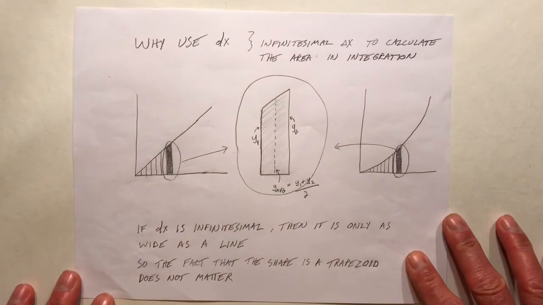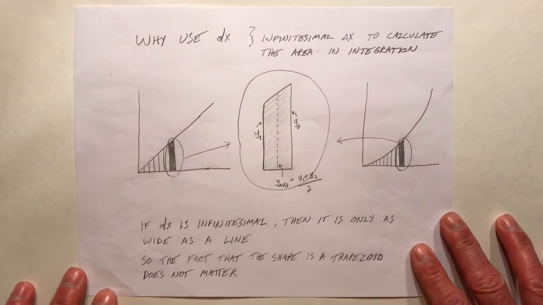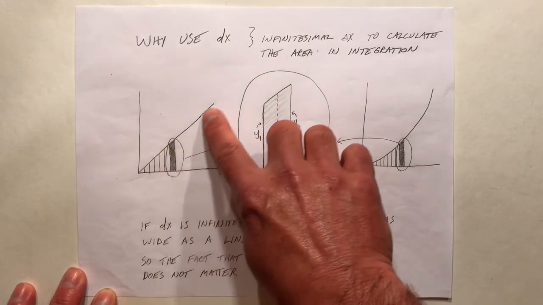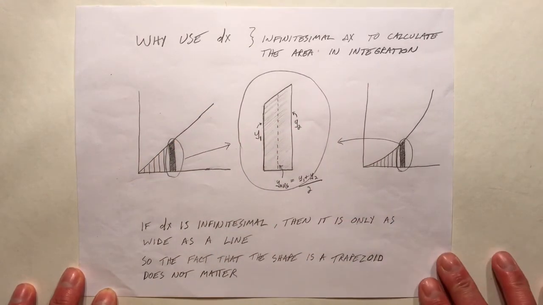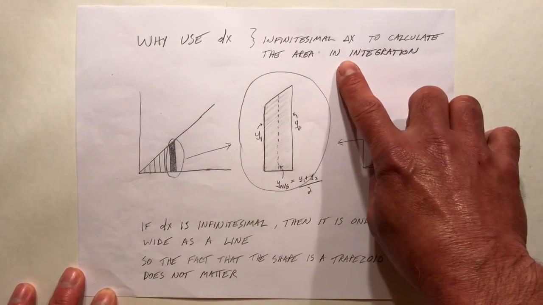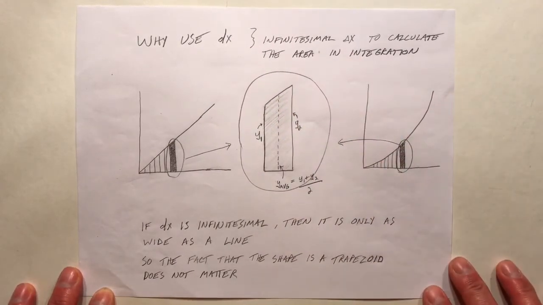Well, what if we don't have a graph that's a flat line? What if we have a graph that's at an angle like this? Can we still do an integration? Well, this is why we use dx, the infinitesimal delta x, to calculate the area in integration.